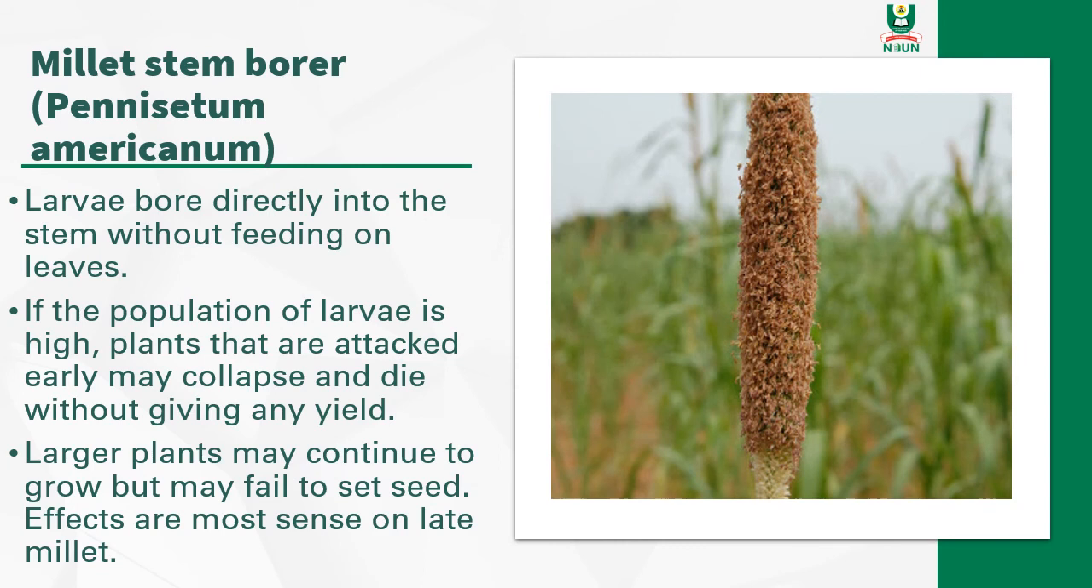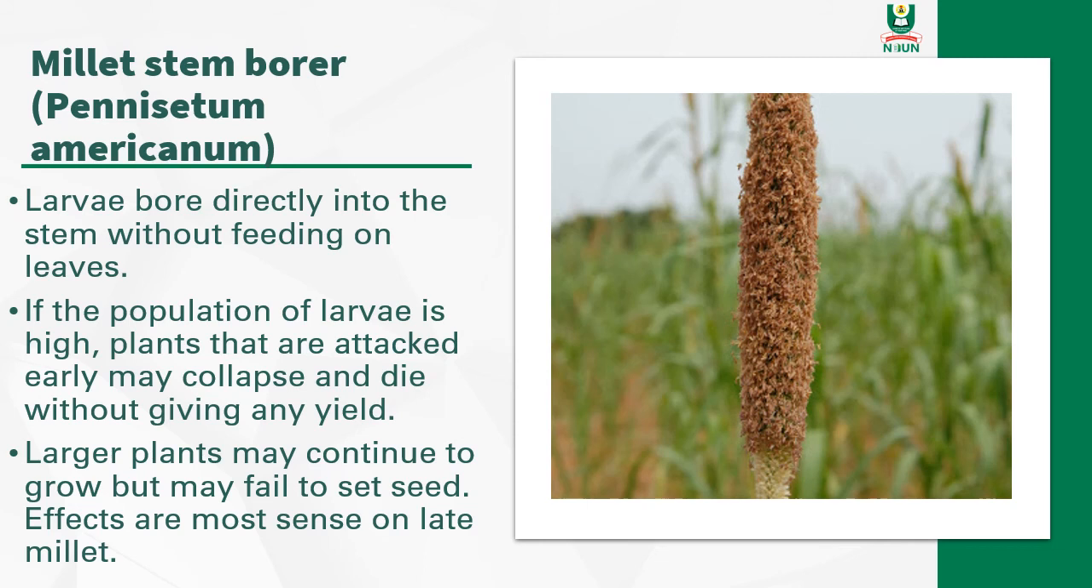Also, another plant pest of economic importance is the millet stem borer, the Coniesta ignefusalis, and just like its name, it attacks millet. The larvae is born directly on the stem without feeding on leaves. So their business is the stem. They don't really bother about the leaves. And when the population of the larvae is high, plants that are attacked will just collapse and die.